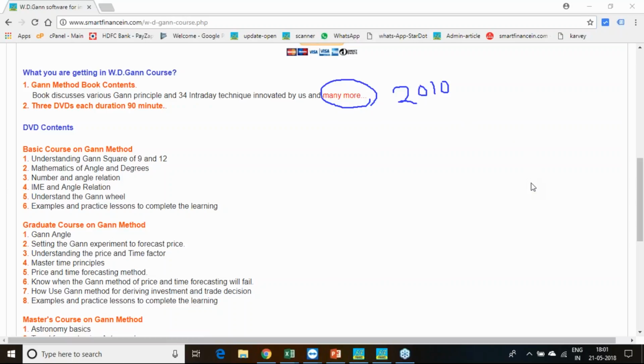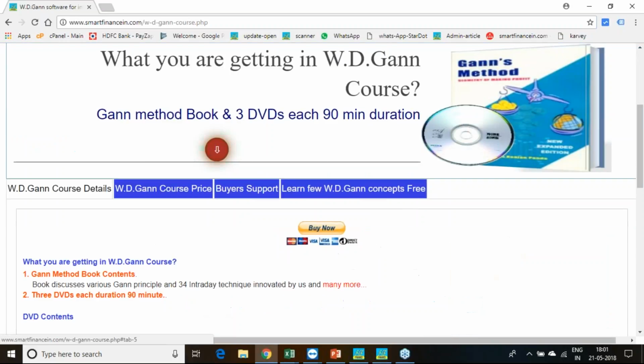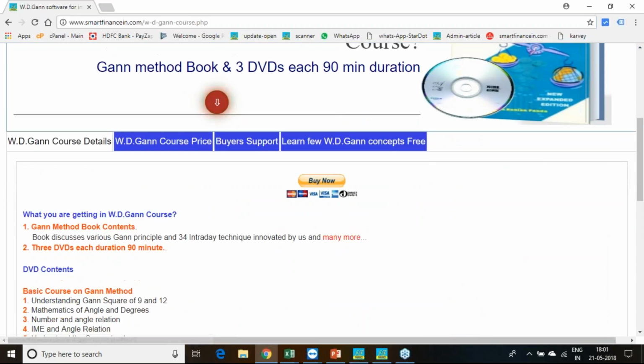So why is Gann study important and how is it different from other studies? Gann study is like your Fibonacci and Elliott study, which tracks the users' behavior, how traders behave in the market. That behavioral study we can do mathematically through WD Gann's concept.